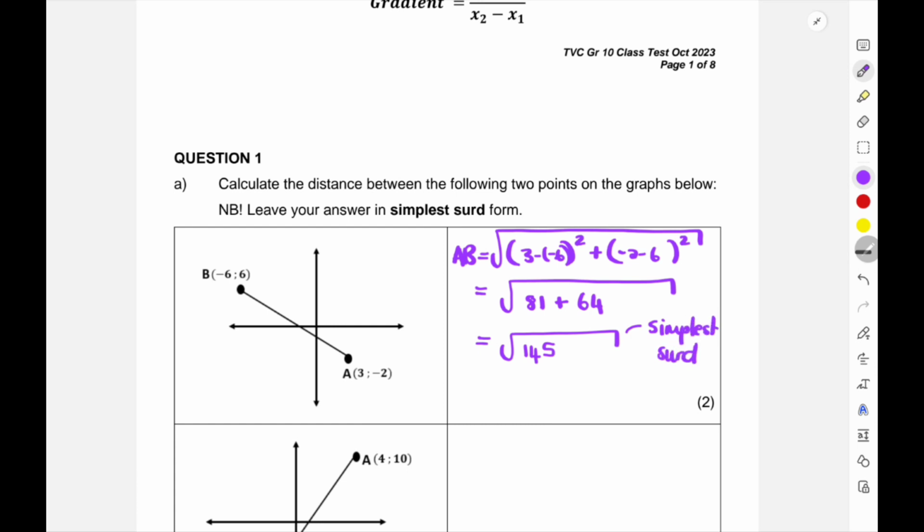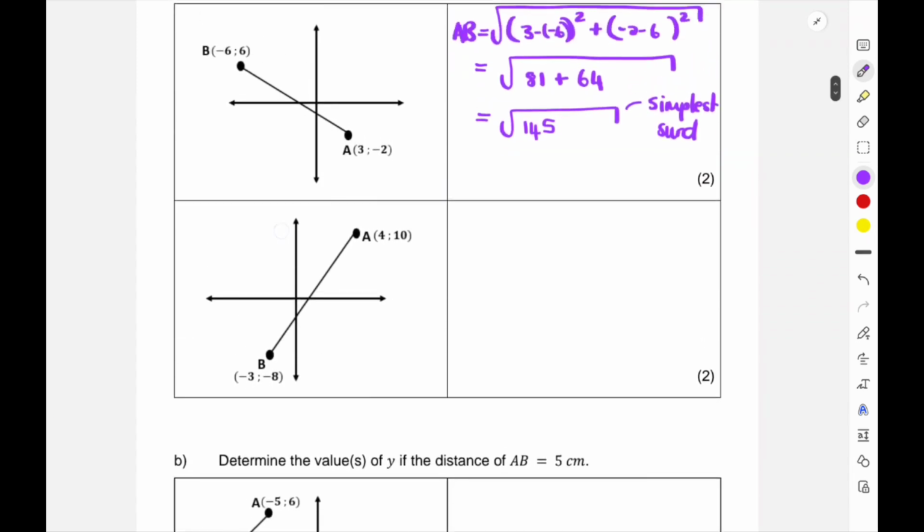What is the difference between simplest surd and if I say to you round off to the nearest 1 decimal perhaps? Simplest surd keeps all your answer, keeps all your digits together. Okay, so sometimes when you do a follow-up question, the examiner wants you to leave it as a simplest surd so that you keep all those decimals inside.